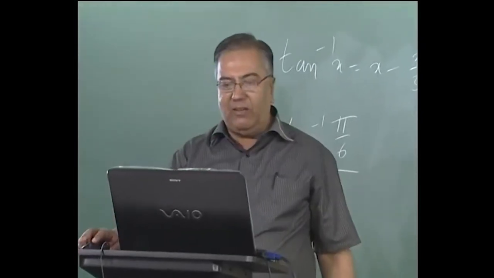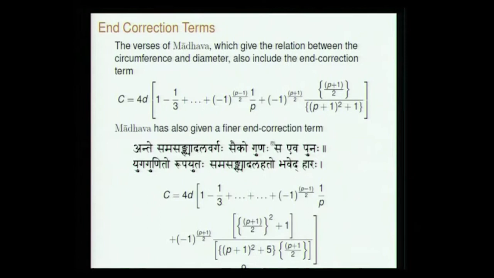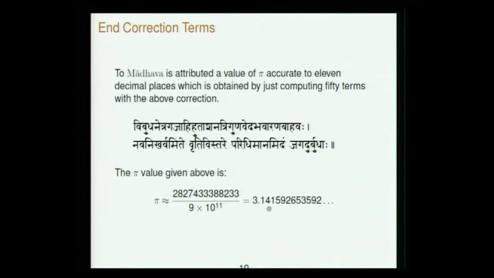Then later on, another verse of Madhava is quoted, and is said to be a sukshmatara, a better correction. Ante samasankhya dalavargaha saiko gunaha sa eva punaha. So samasankhya is p plus 1, the end even number, where p is the last odd number. Samasankhya dala, that is half of it, vargaha, square of it, saiko, adding 1 to it, that is the guna, the numerator. Yuga gunito rupayutaha, multiplying it by 4 and adding 1 to it, samasankhya dalahato, dividing it by (p plus 1)/2, bhavet haraha, that will become the divisor. So simplification will give you (p plus 1) whole squared plus 5 in the denominator. So this is called the more accurate correction of Madhava.